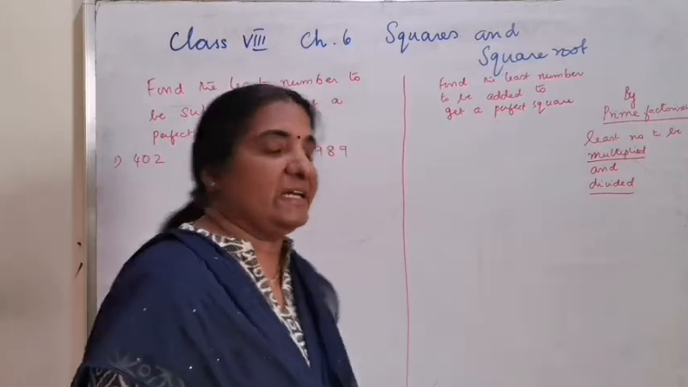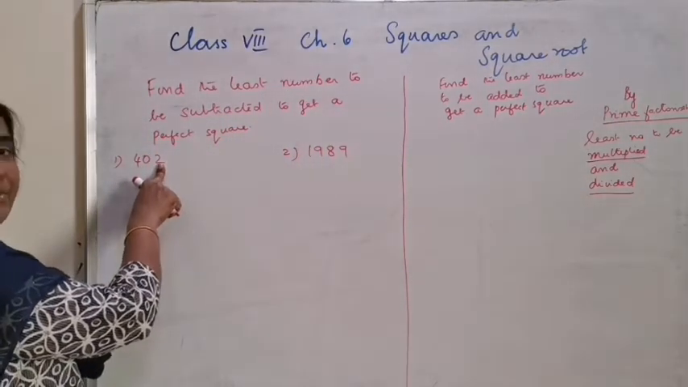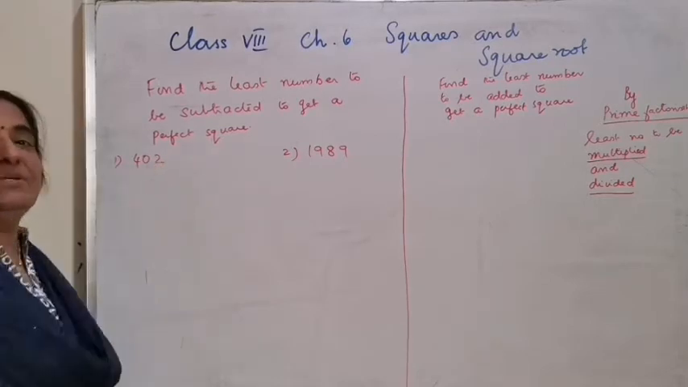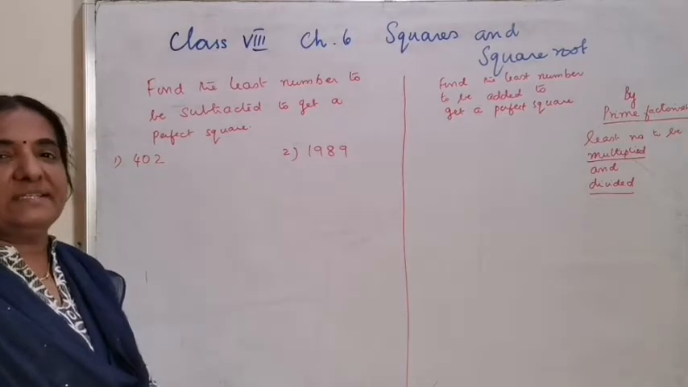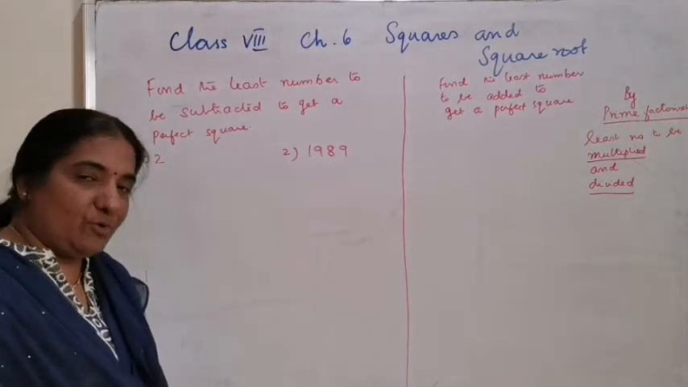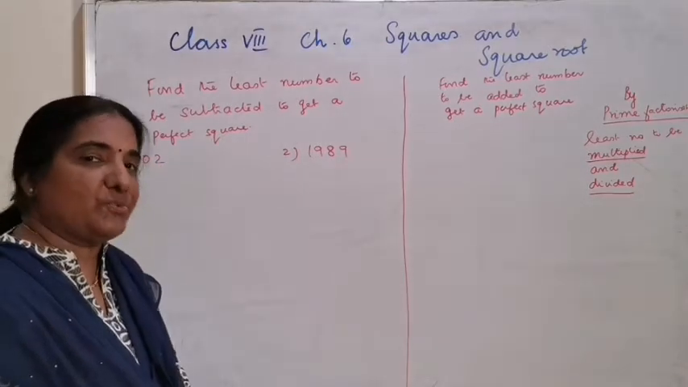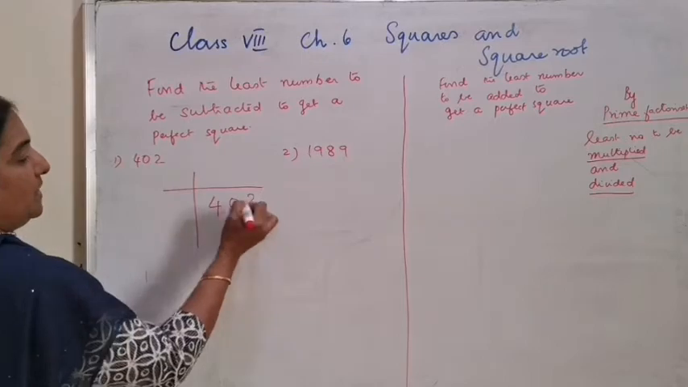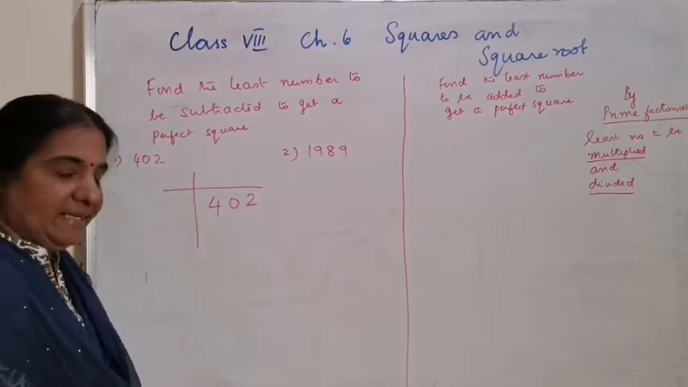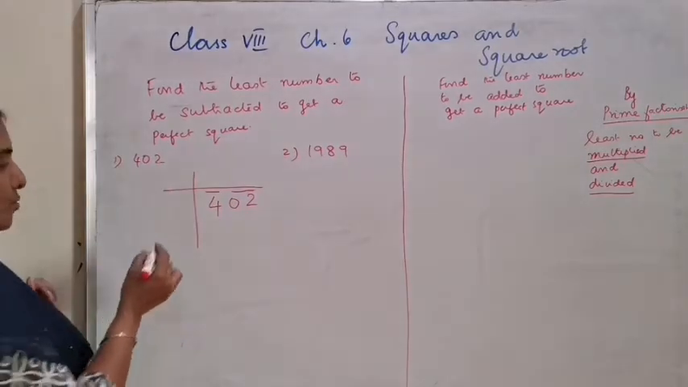Let's do the first type. What is the number to be subtracted from 402? That is, 402 is not a perfect square. Now, which is the smallest number that should be subtracted from 402 so that the resulting number is a perfect square? As the long division, you can work out 402 from the units and tens place, the grouping.